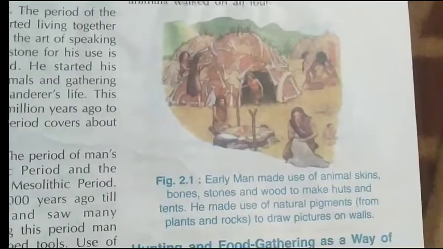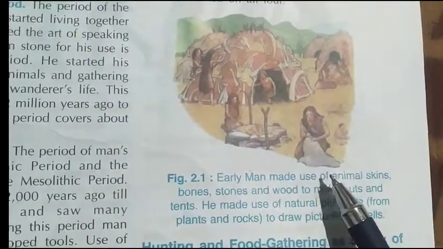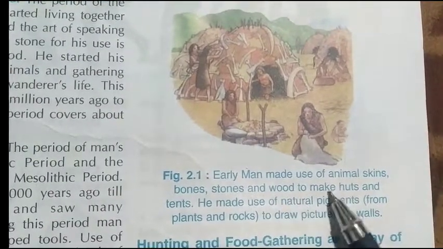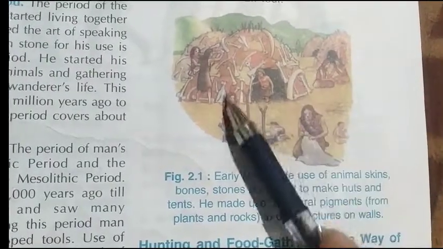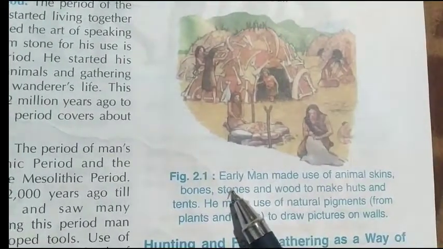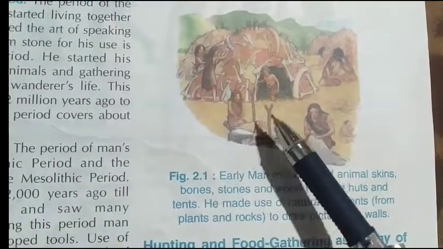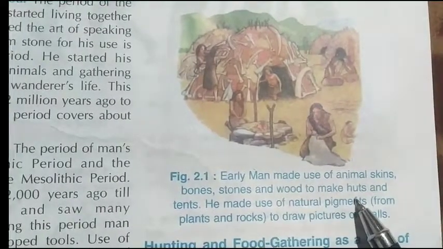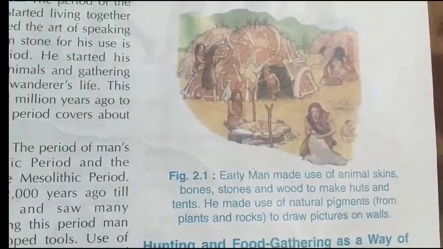And now here you can see in figure 2.1, early man made use of animal skins, bones, stones and wood to make huts and tents. As you can see here in the picture, they used animal skins, bones, stones and wood to make huts and tents, okay? He made use of natural pigment from plants and rocks to draw pictures on walls.